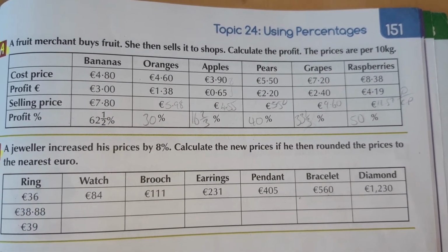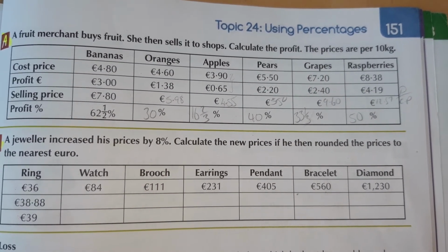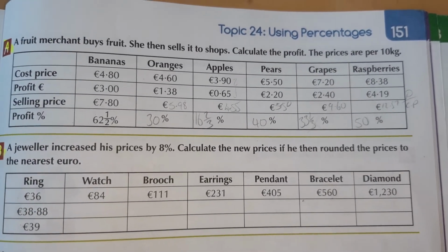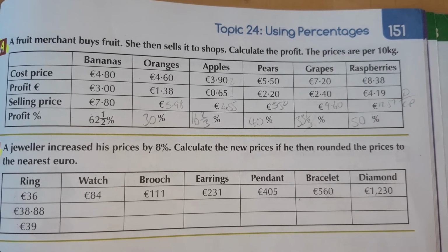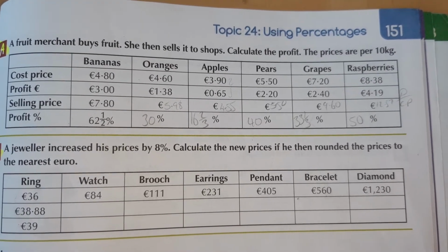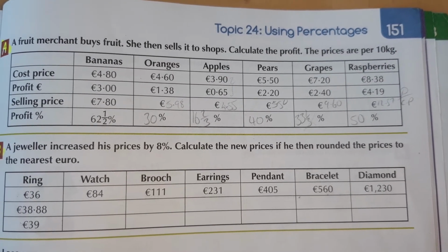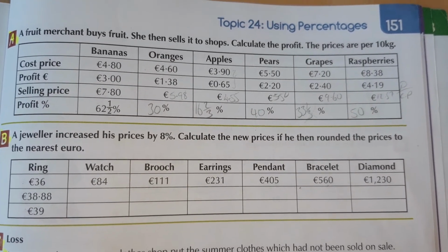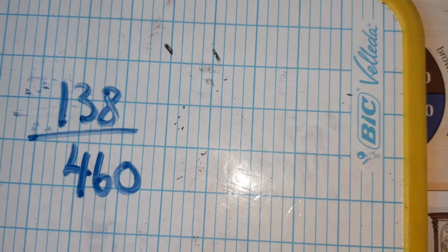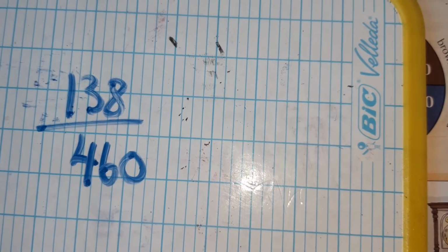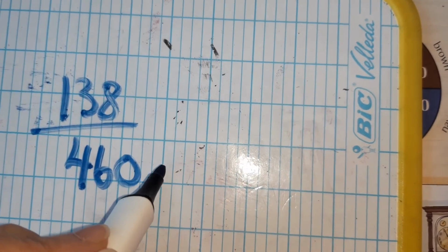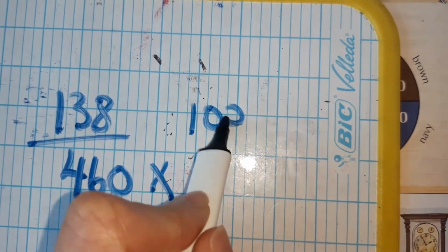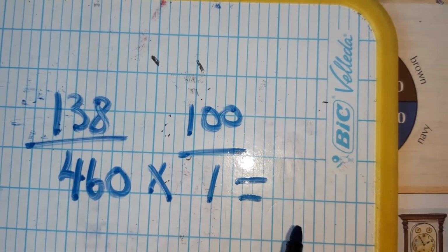So when you're finding percentage of the profit, remember it's the profit over the cost price, and then you change it into a percentage. So for instance, I'm looking at the oranges there, and the profit is 138. So don't bother with the decimal points. And that was out of, her cost price was 460. Okay, we'll take that one as an example. So that's what we have it down as. Now we want the percentage profit, so we can times that by 100 over 1 to find the percentage profit.